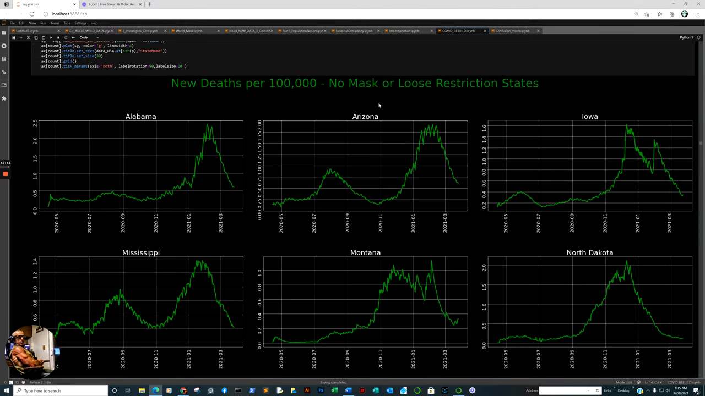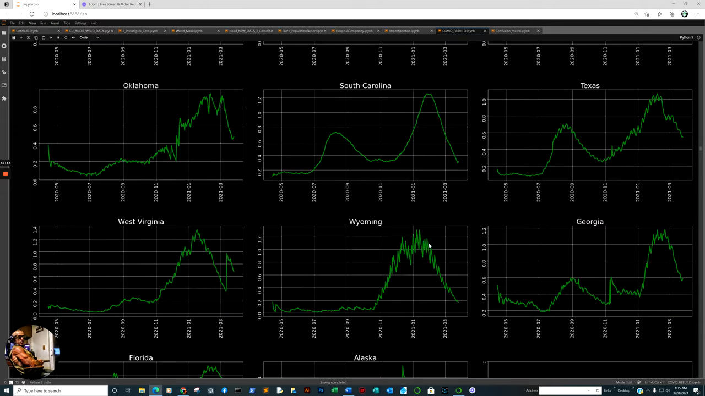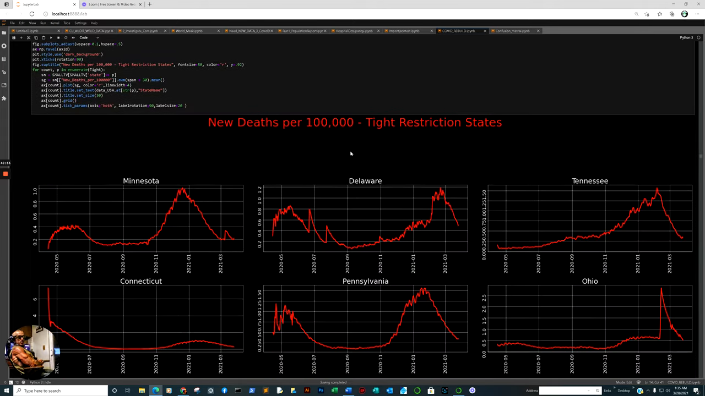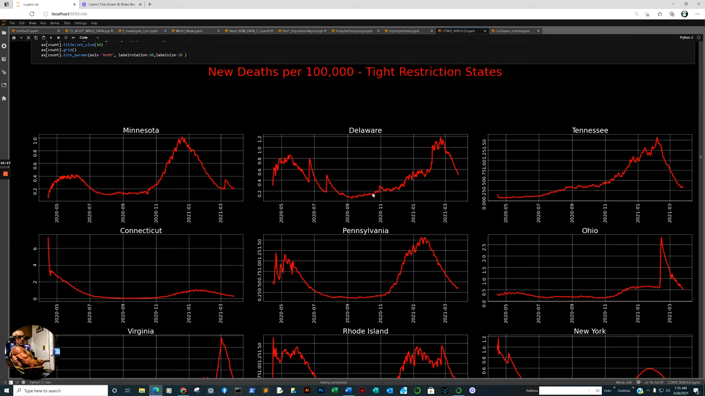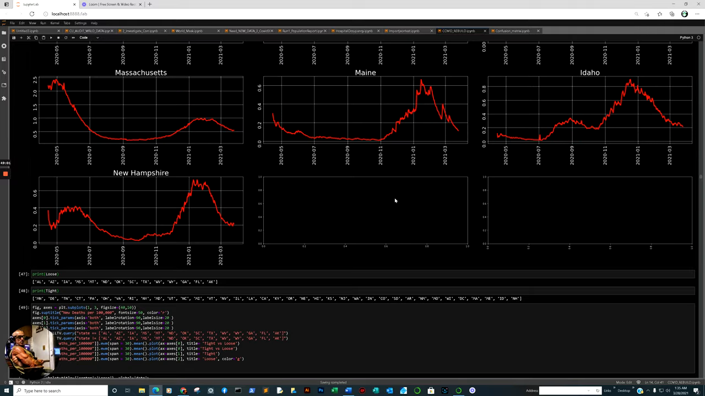New deaths per 100,000, no mask, loose restriction states. We'll shorten up this data and the date in a little bit, but you see right there, it doesn't make a difference where you're going. There may be a little bit of rise there in Montana. New deaths per 100,000, tight restriction states. I'm going to go to the shortened data. It's more vital. Let's just scroll down.